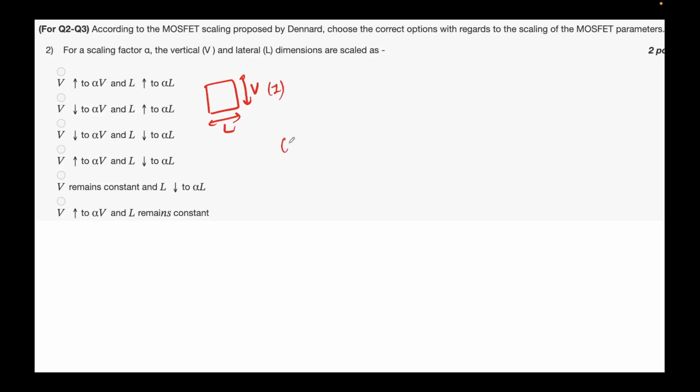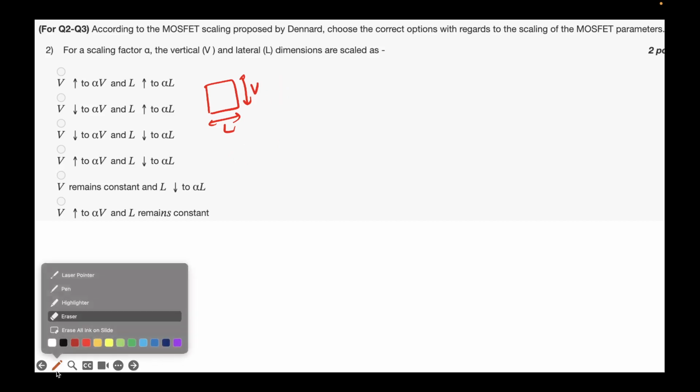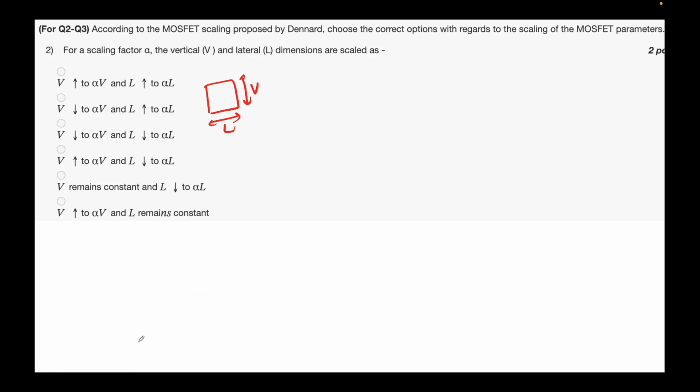For the next generation, what they are saying is that this dimension, now I'll draw in the same box as earlier, so as to illustrate what the scaling looks like. The second one will be something like this. So this will be alpha times L, this will be alpha times V. The third one will be even smaller.